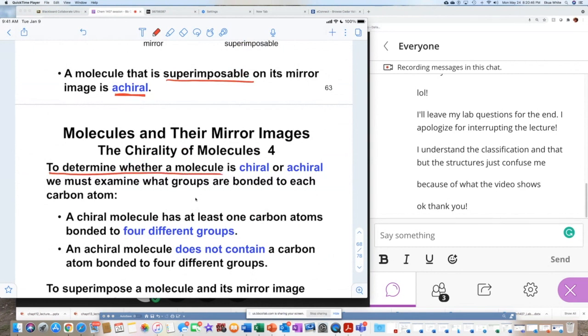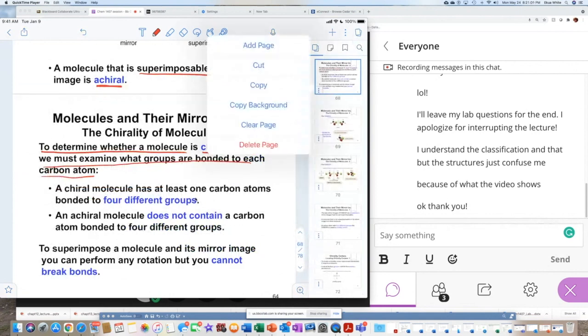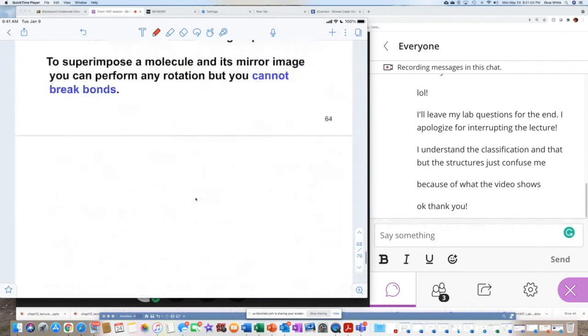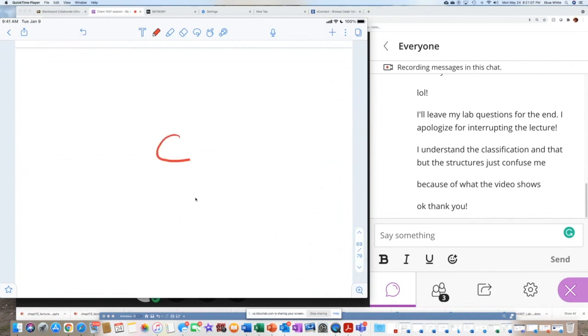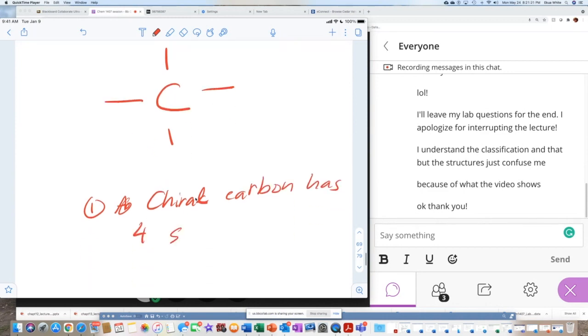To determine whether a molecule is chiral or achiral, it's actually pretty simple. We must examine what groups are bonded to each carbon atom. So let me fast forward and go to the carbon atoms. In order for a molecule to be chiral, most of the time it's carbon because this is organic chemistry. The carbon has to have single bonds. So number one, chiral carbon, I don't want to confuse that. Chiral carbon has 4 single bonds. Okay, so it cannot have a double bond. It has to have 4 single bonds.